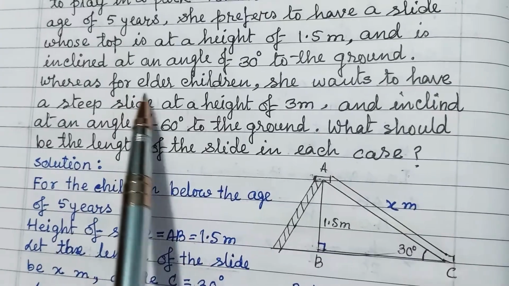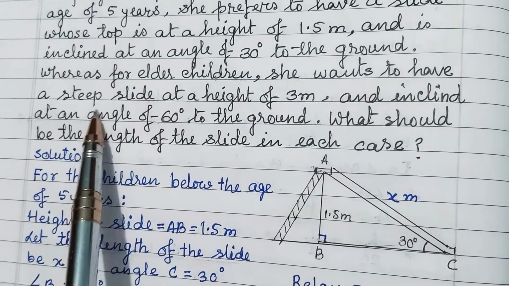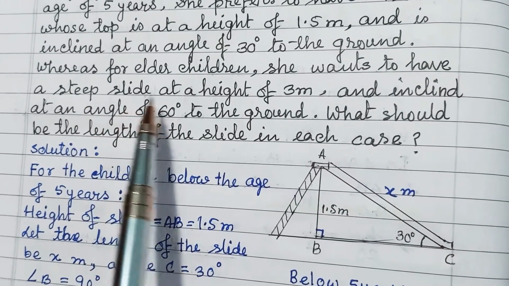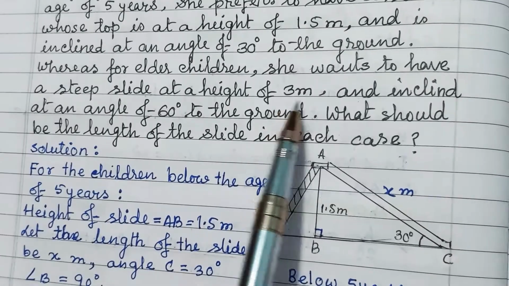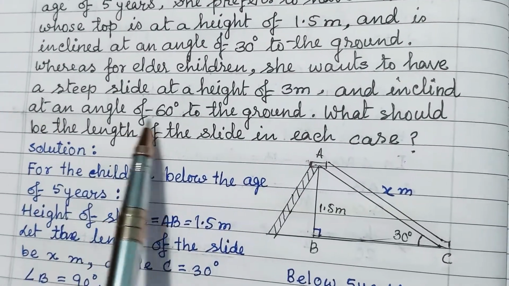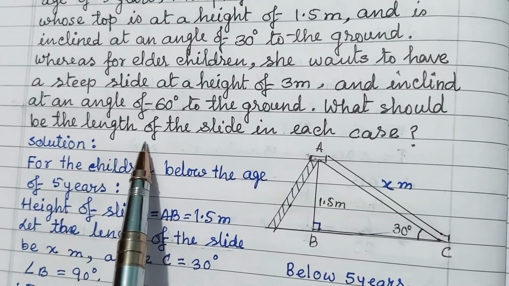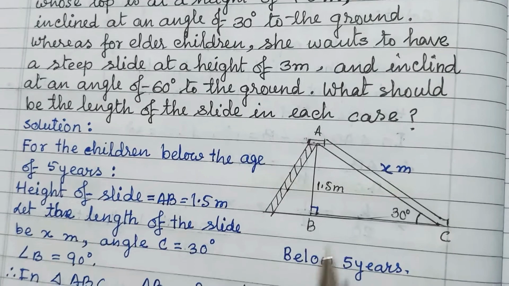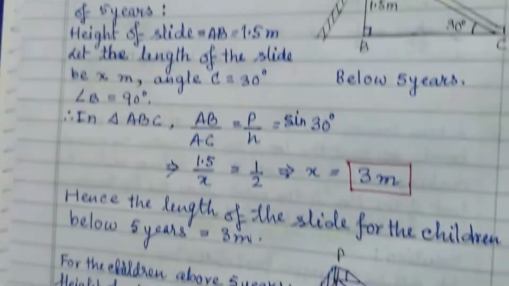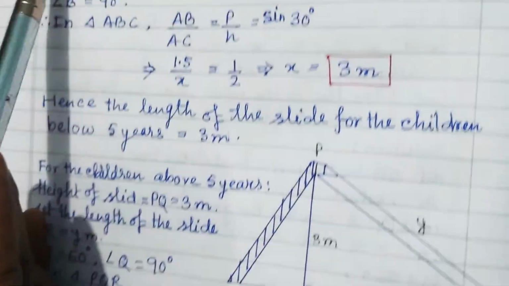Whereas for elder children, she wants to have a slide at a height of 3 meter, just its double, and inclined at an angle of 60 degree to the ground. What should be the length of the slide in each case? Two slides are there, so one by one, we have to see the calculation.